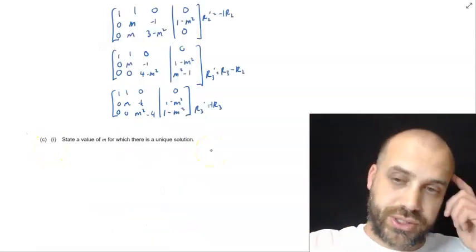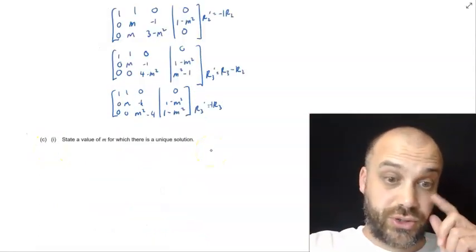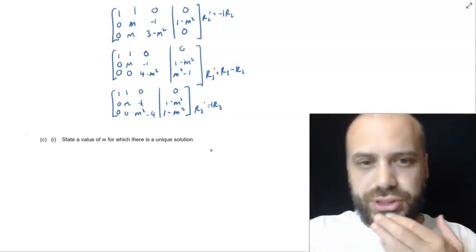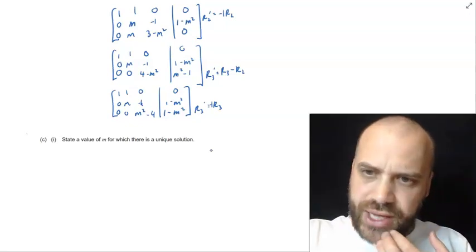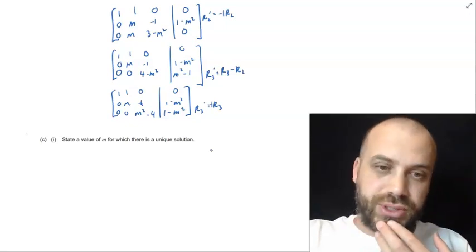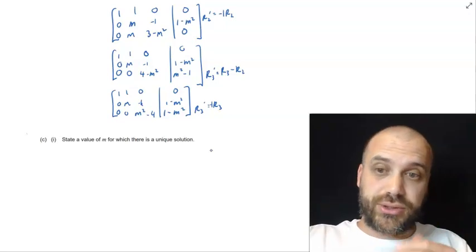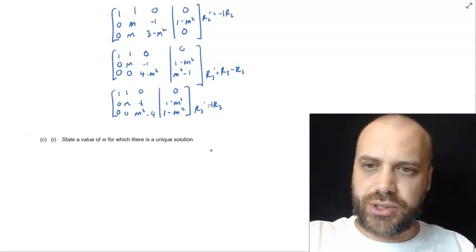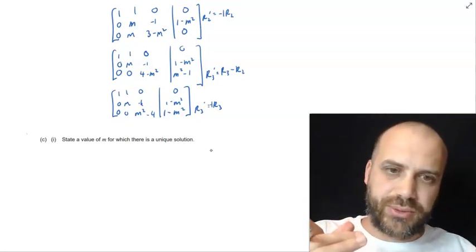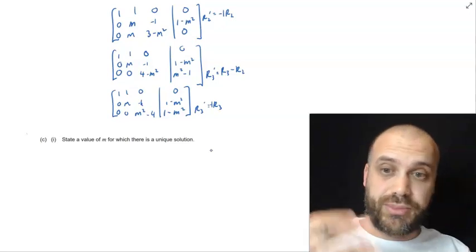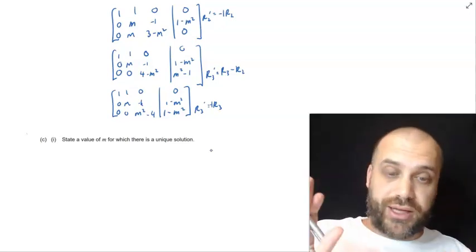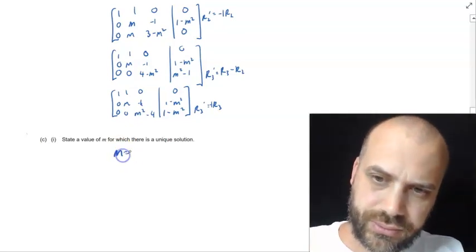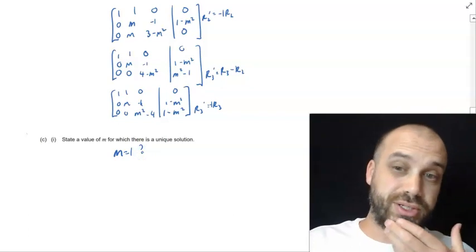So the next part of this question says state a value of M for which there is a unique solution. Now, what value of M wouldn't have a unique solution is a question. A value that made this bit equal to 0 wouldn't have a unique solution. So we want to avoid that. So M squared minus 4, what M value would make that equal to 0? 2 or negative 2 would make that equal to 0. So not that. Let's just go with M equals 1. But I'm putting a question mark there because I don't know if that's true or not.